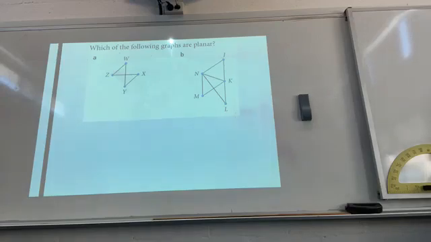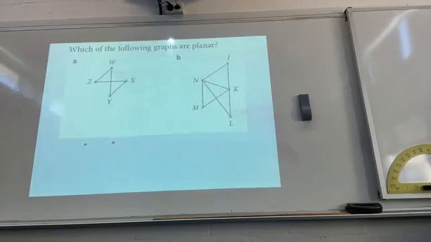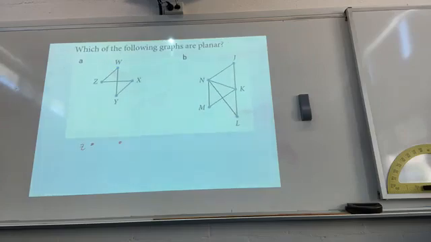I'll show you the example for A. If I want to redraw it, I can do it this way: Z, X, W, and Y. So X is connected to Z, W connected to Y, and then X connected to Y. And hang on, I'm missing something: Z connected to W. So I'm redrawing it, and this is the case.